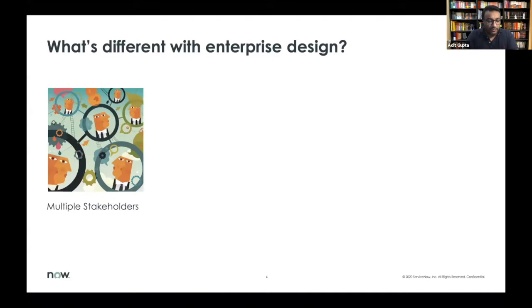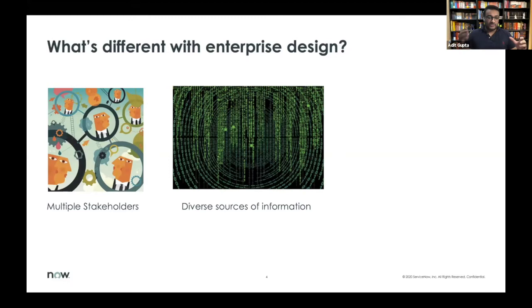So, to begin with, we have multiple stakeholders. For example, I work for one of the business units of ServiceNow, but I always collaborate with other business units and other stakeholders. And there are times when there are competing demands from stakeholders, so you have to balance there. It's not that easy. Then you have diverse sources of information. Especially in enterprise applications, there are multiple systems involved, and these systems are always exchanging information between them. That also leads to certain complexity.